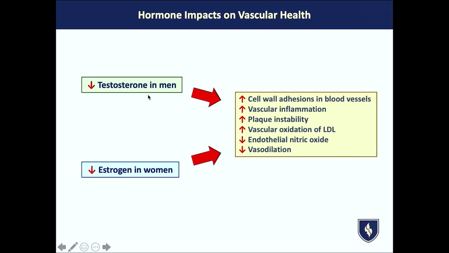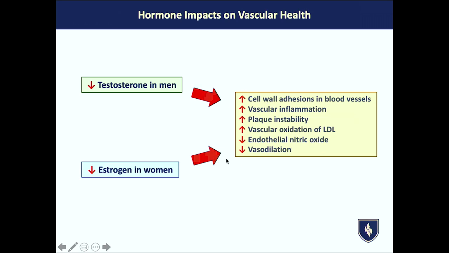So decreased testosterone in men, or decreased estrogen in women, if you really look at the mechanisms, increases cell wall adhesions in blood vessels, increases vascular inflammation, increases plaque instability, increases vascular oxidation of LDL, decreases endothelial nitric oxide, and decreases vasodilation, all the things you don't want.